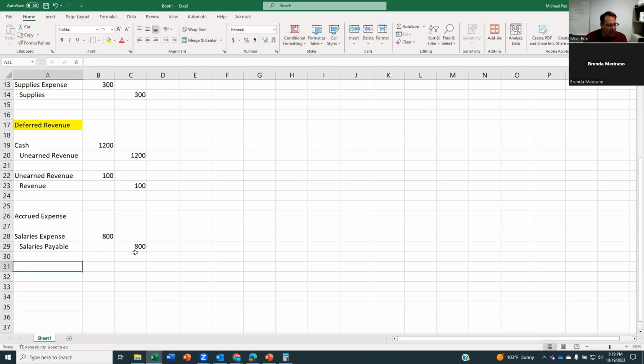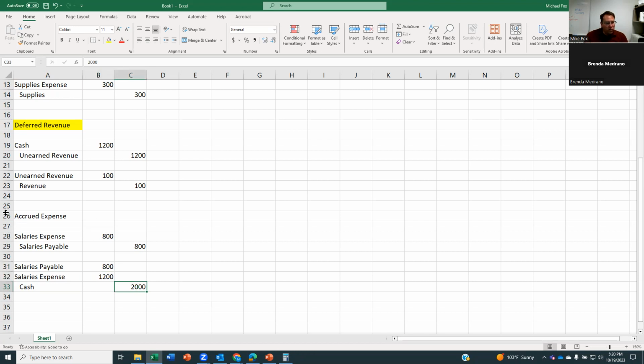Then on the next payday, where I pay my whole $2,000 out to my employees, then I would do the following. Now I would be getting rid of this salaries payable from the previous financial period and claiming as an expense the remaining salaries that we paid during this financial period and paying out the whole thing in cash.